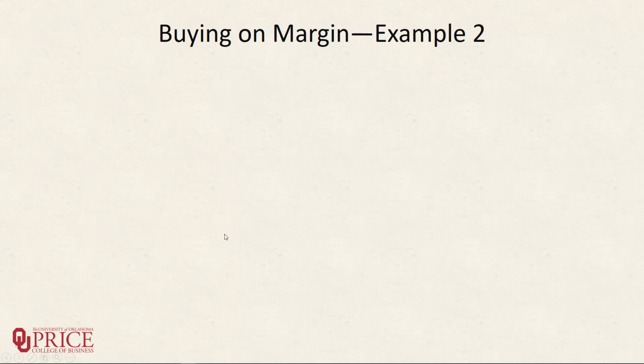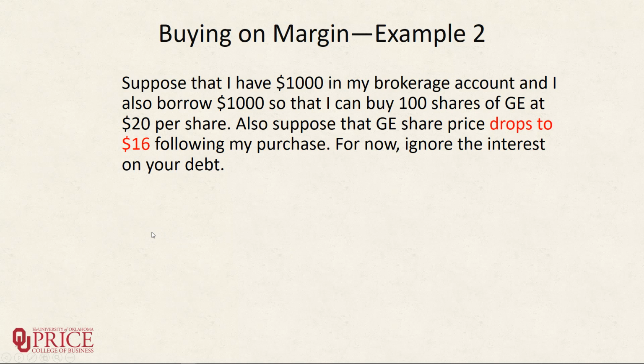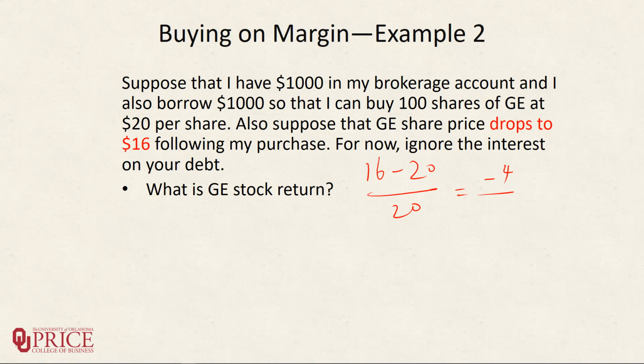Okay. Let's have a look at example 2. This example is similar to example 1. The only difference here is that instead of having a stock price increase, we have a stock price decrease. So you bought GE stock at $20 per share. Now the stock price is $16 per share. Everything else is the same as the first example. What's GE stock return? We know that it's ending price minus beginning price divided by beginning price. That's a negative 20% return on GE stock.